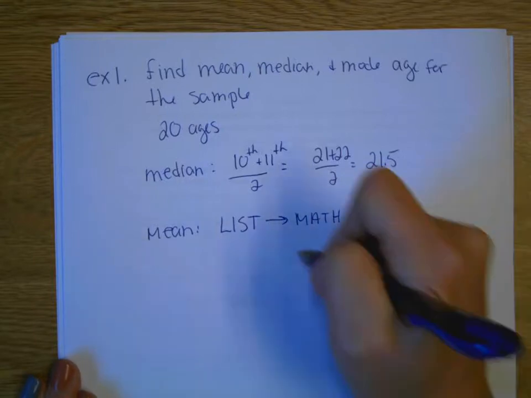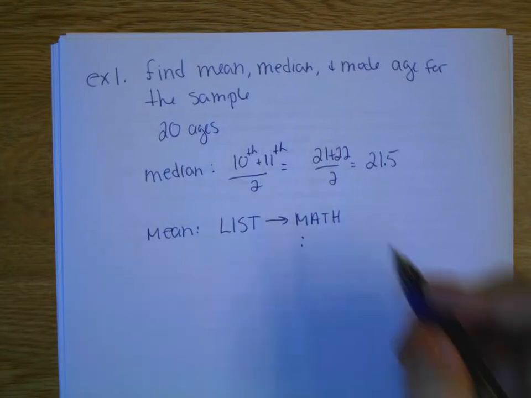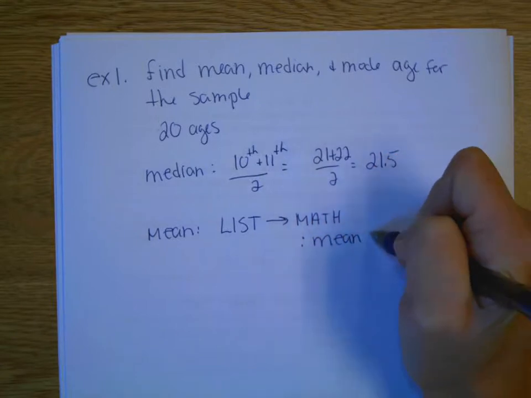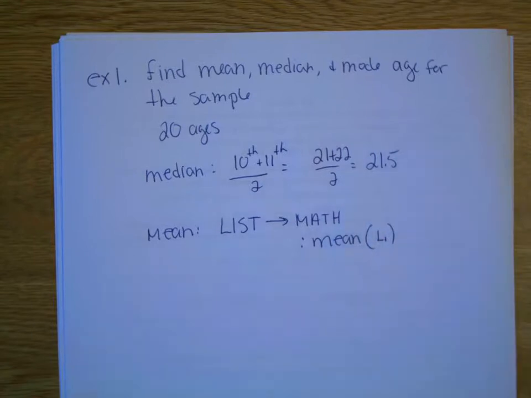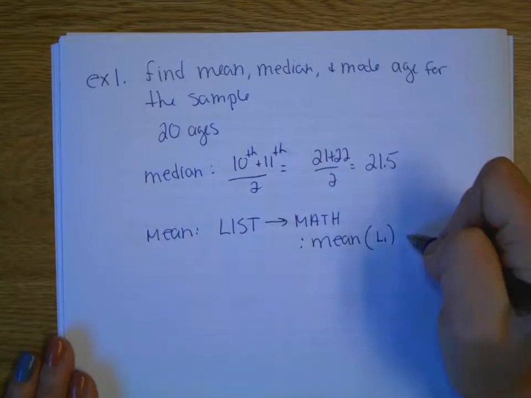We want mean. Oh, list is above your stat key in yellow. So second stat will be list. Whoa, it's like all the answers. So then it's mean. And then you just have to tell it which list you want to find the mean of. And we want the mean of list 1. So 23.75.